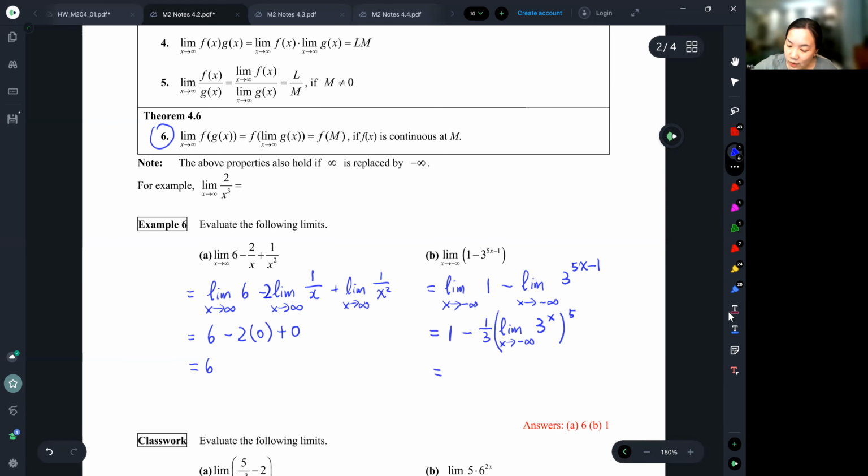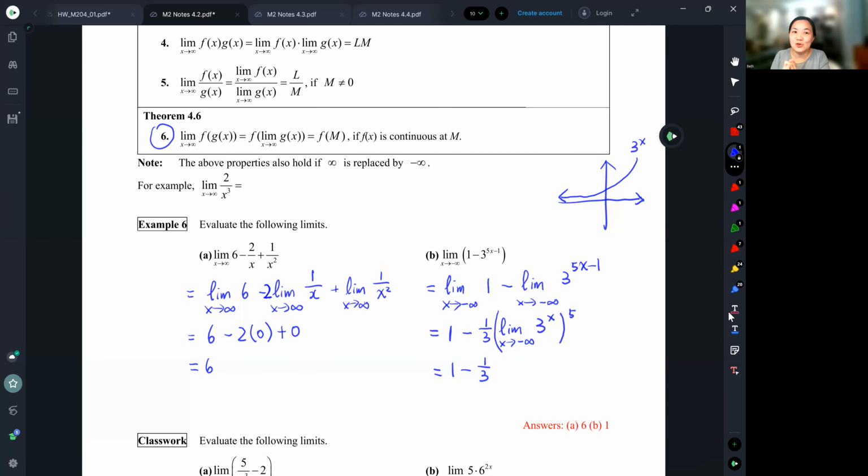Now this one is not a property. This limit is something that we know already, because we know the exponential function at negative infinity, this side is 0. This part should be in your backup knowledge. Okay, so this part is 0, and then to the power 5, so you get 1. Basically, that's how it works.